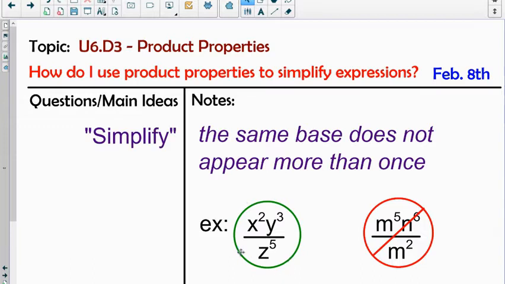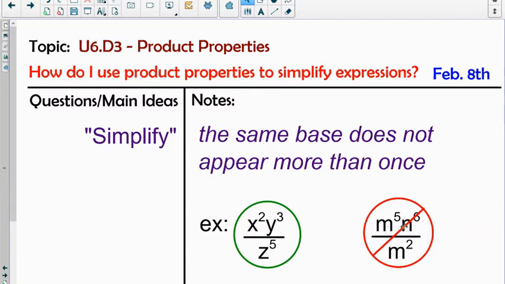The one with the green circle would be okay because we have three different bases here, x, y, and z, and all three of the bases have positive exponents. In our other example, crossed out here with the red circle, we have m, n, and another m. So notice how we have two different powers with the same base of m in that problem. So that is not simplified.